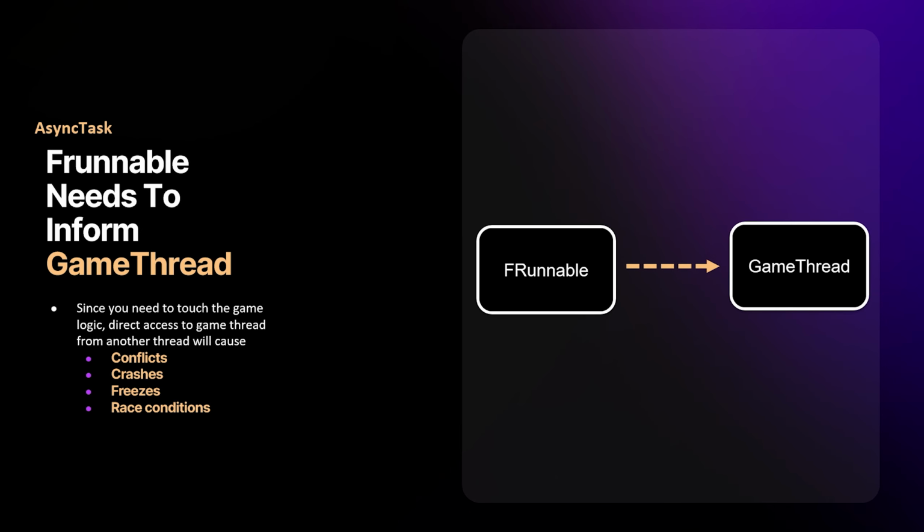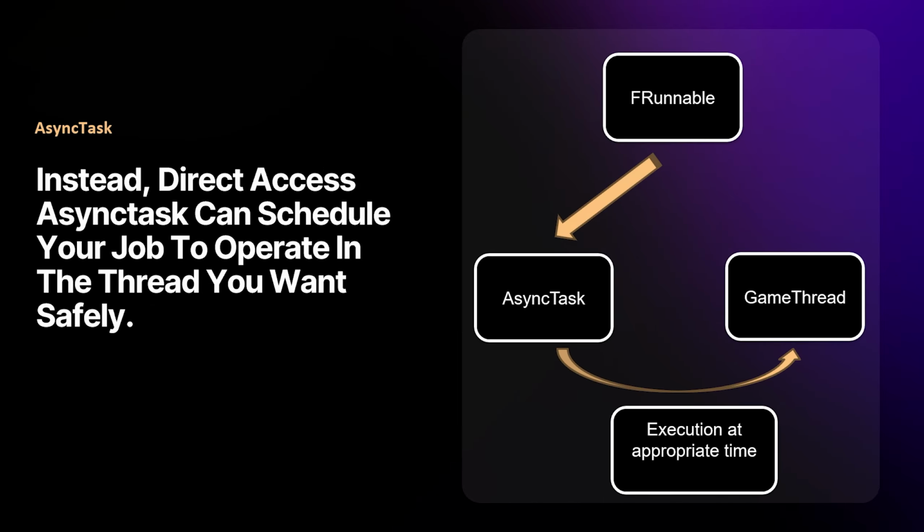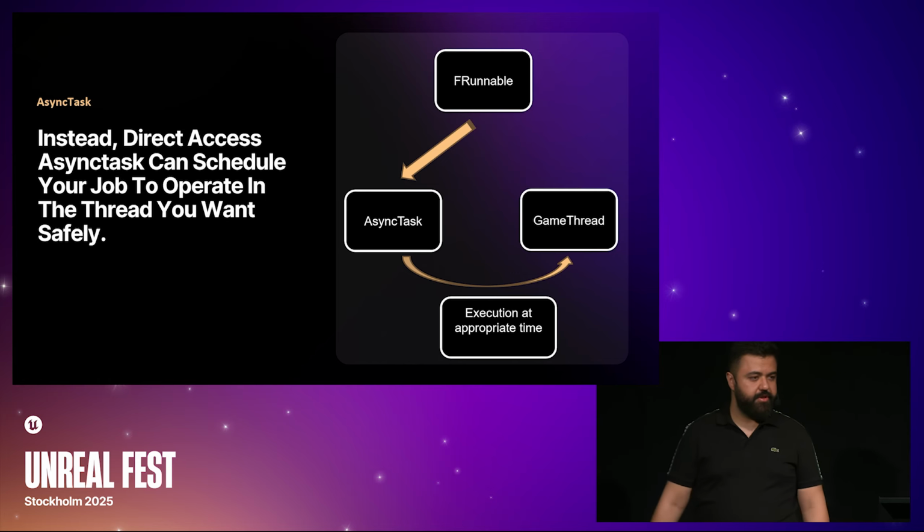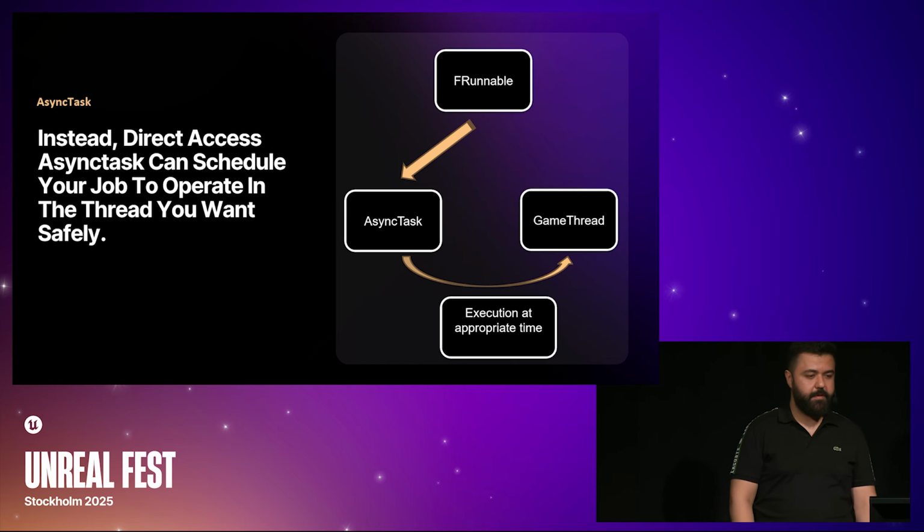The F-runnable thread often needs to talk with the game thread. But remember, this is a separate thread. If you try to touch the game thread directly, you will face conflicts, crashes, freezes, and unfortunately, race conditions. To avoid this, you can use AsyncTask. AsyncTask basically schedules the job you want to run in the game thread, or any other thread actually. Once you schedule your job, since it's provided from the AsyncTask, it won't touch the game thread directly, and you won't have those crashes or conflicts or race conditions.